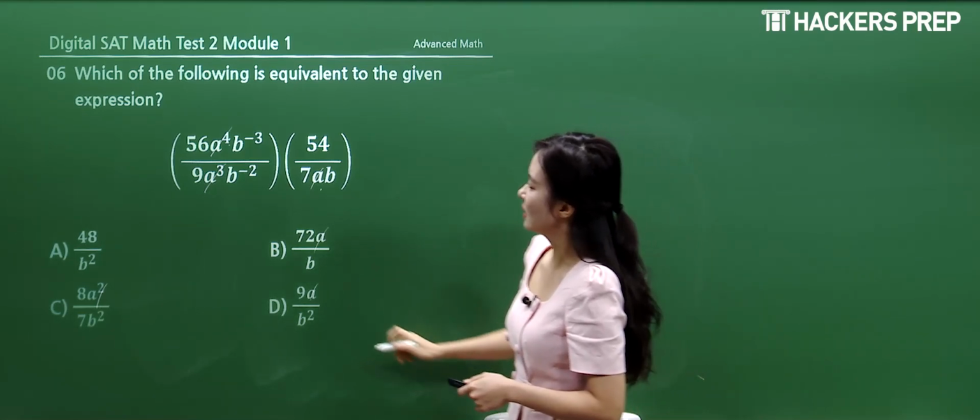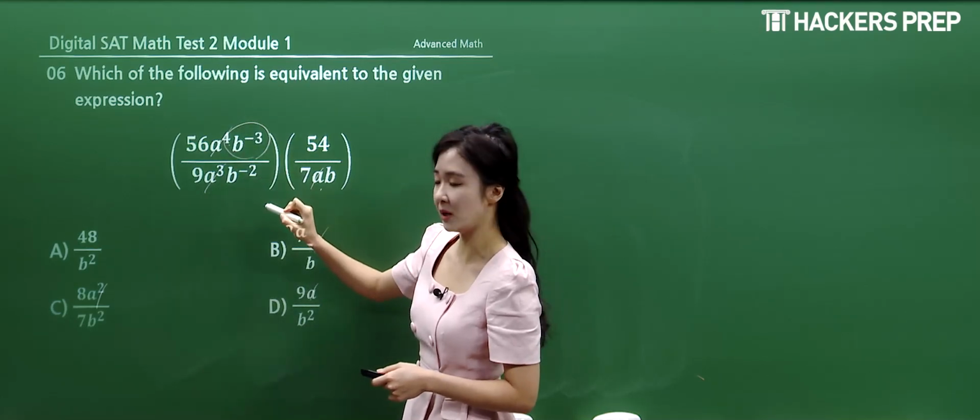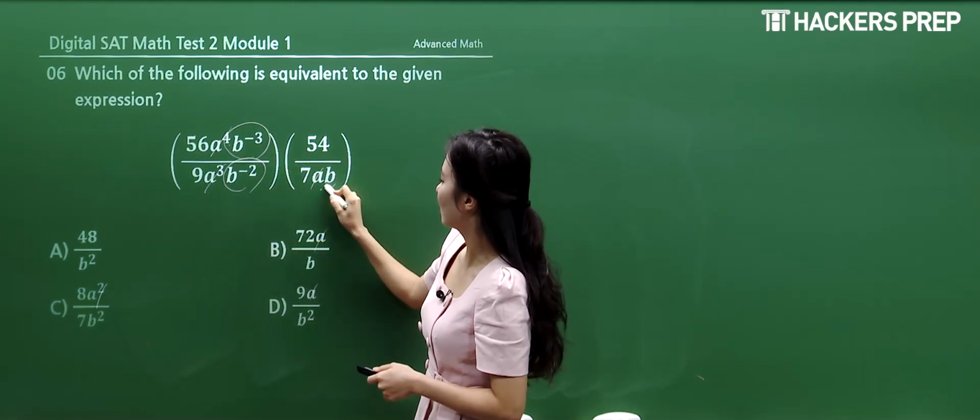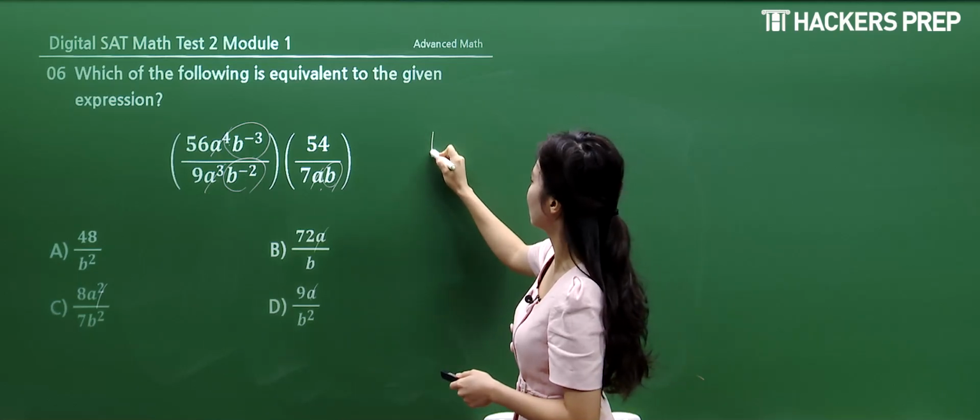Now let's take a look at B. So in the top here, we have b to the negative 3 power, b to the minus 2, and b here. So I'm just going to take all the b's out.